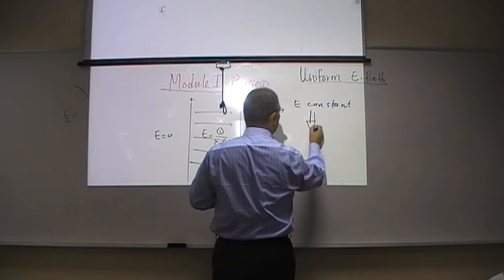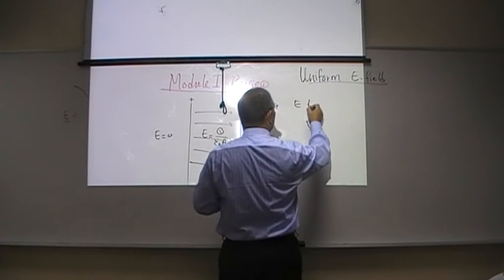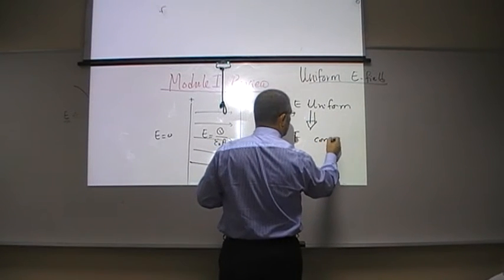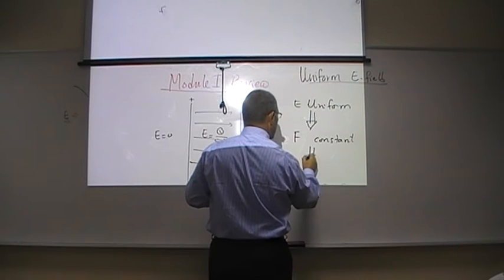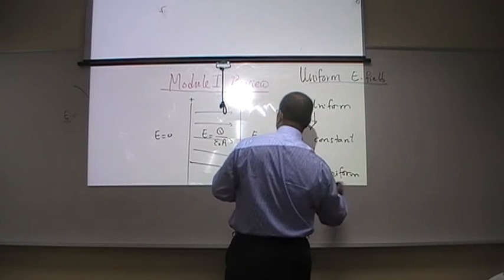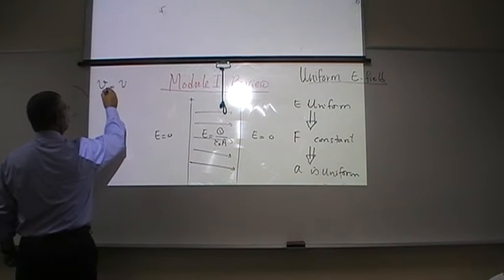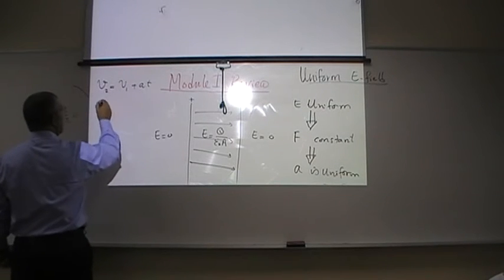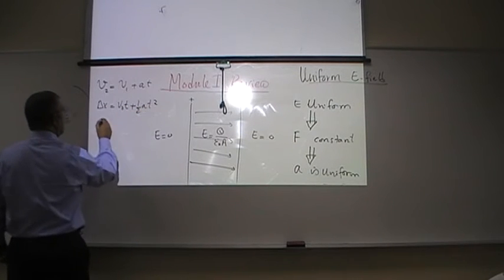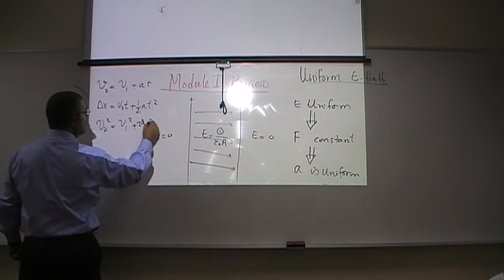So E constant, or uniform, will give me F constant, and if F is constant, that means the acceleration is uniform, which is the same as constant, and then I can use my equations. V2 is equal to V1 plus AT, and delta X is equal to V0T plus a half AT squared, and V2 squared is equal to V1 squared plus 2A delta X.